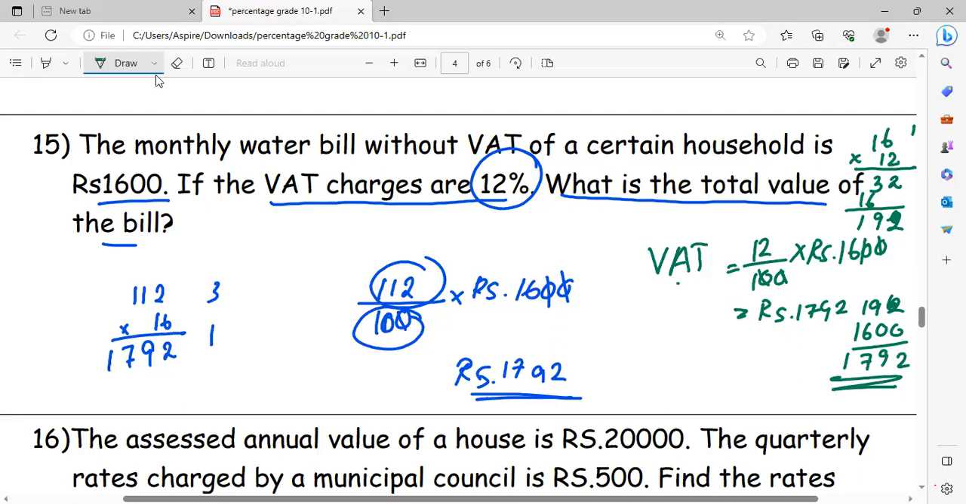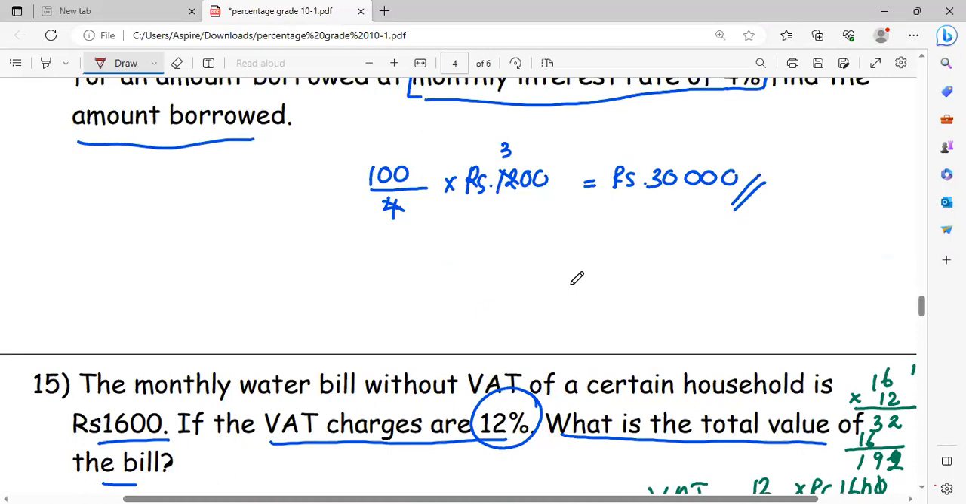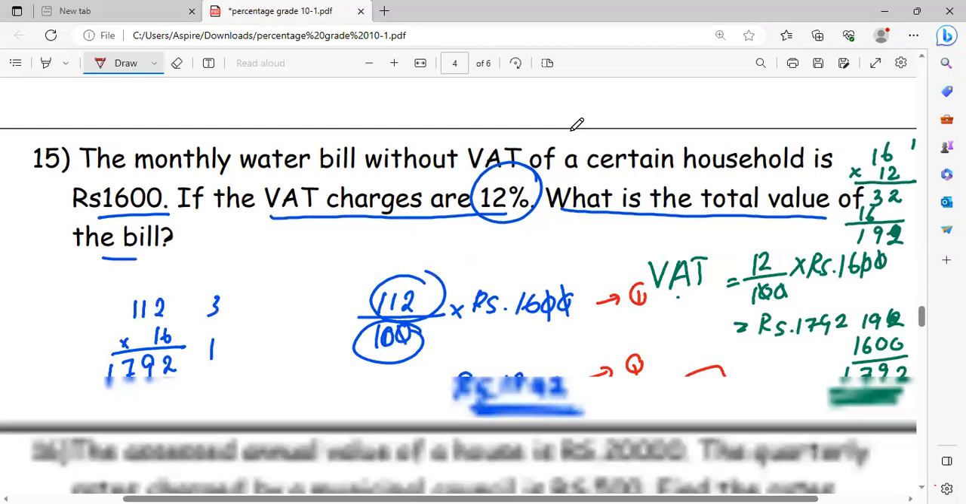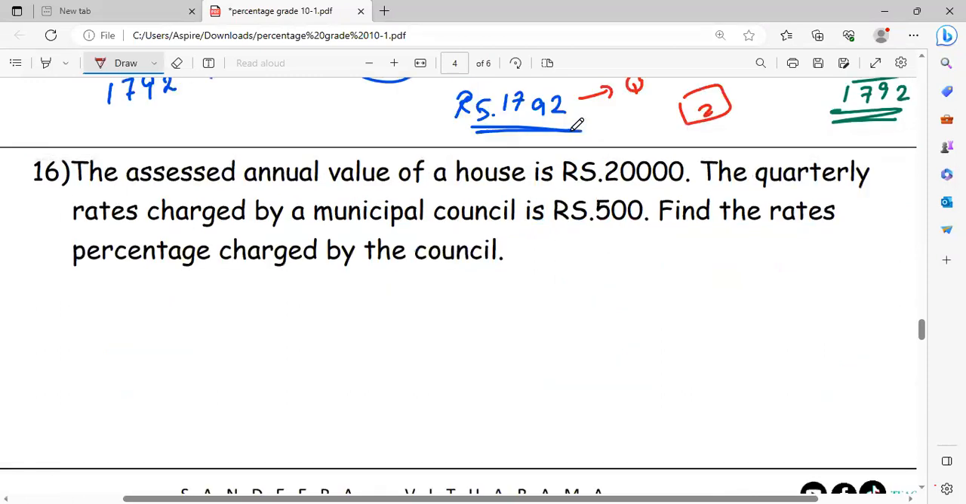Then for the calculation, you are given 1 mark, and for the answer, 1 mark. Altogether 2 marks are given. Okay. In this case also, you are given 1 mark for the calculation, and for the 30,000, you are given 1 mark. Altogether 2 marks are given. Okay. Find the answer for the 16th question.